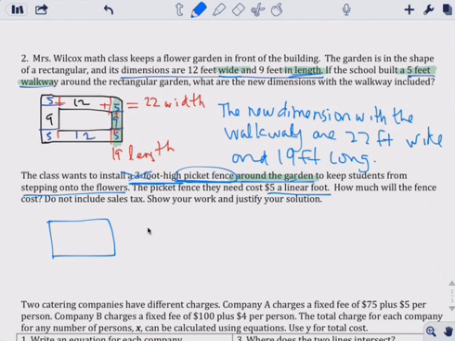So the garden only is 12 by 9, or 9 feet by 12 feet. You do not use 22 and 19 here, okay? Because it's only around the garden, not the walkway. The walkway is for people to walk. So, how much will the fence cost if it's $5 per linear foot?